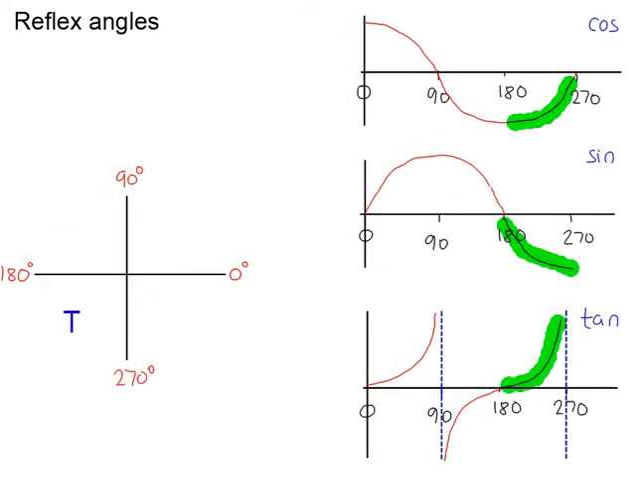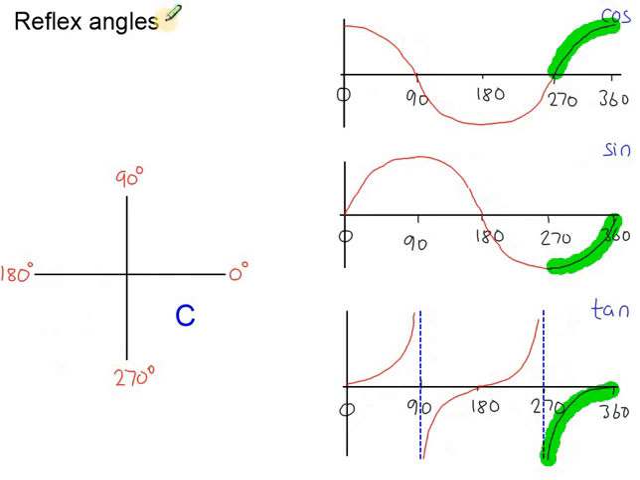For reflex angles, we'll start looking at angles between 180 and 270 first. Cosine is negative, sine is negative, only tan is positive. The graph in this region between 180 and 270 degrees is above the x-axis, so positive tan ratios here. Hence, in the third quadrant, we have the letter T representing only tan being positive.